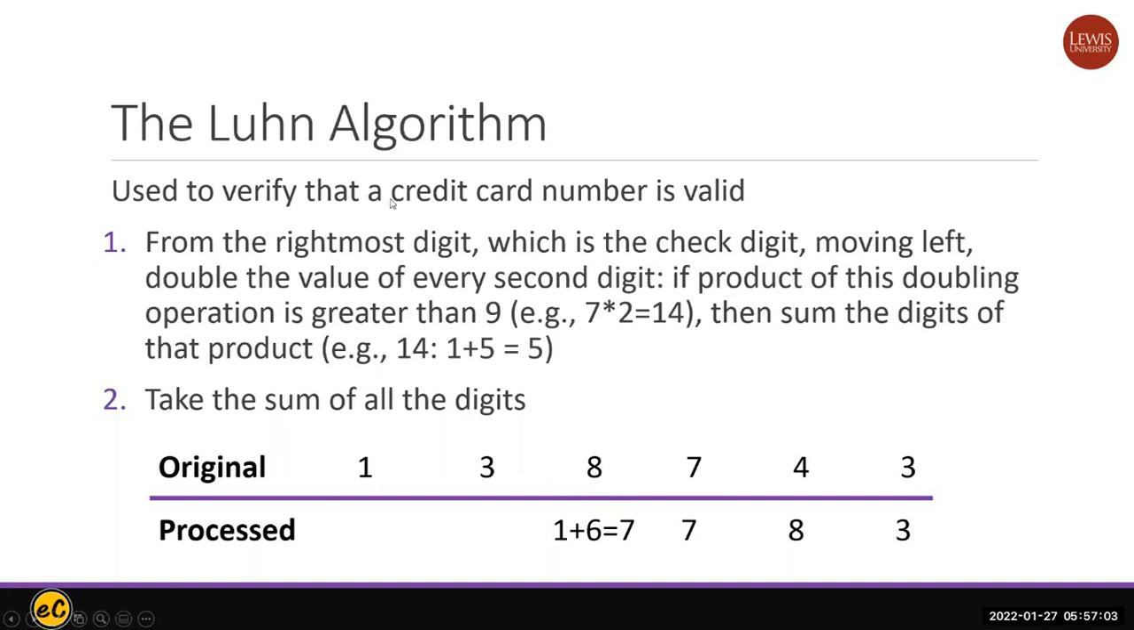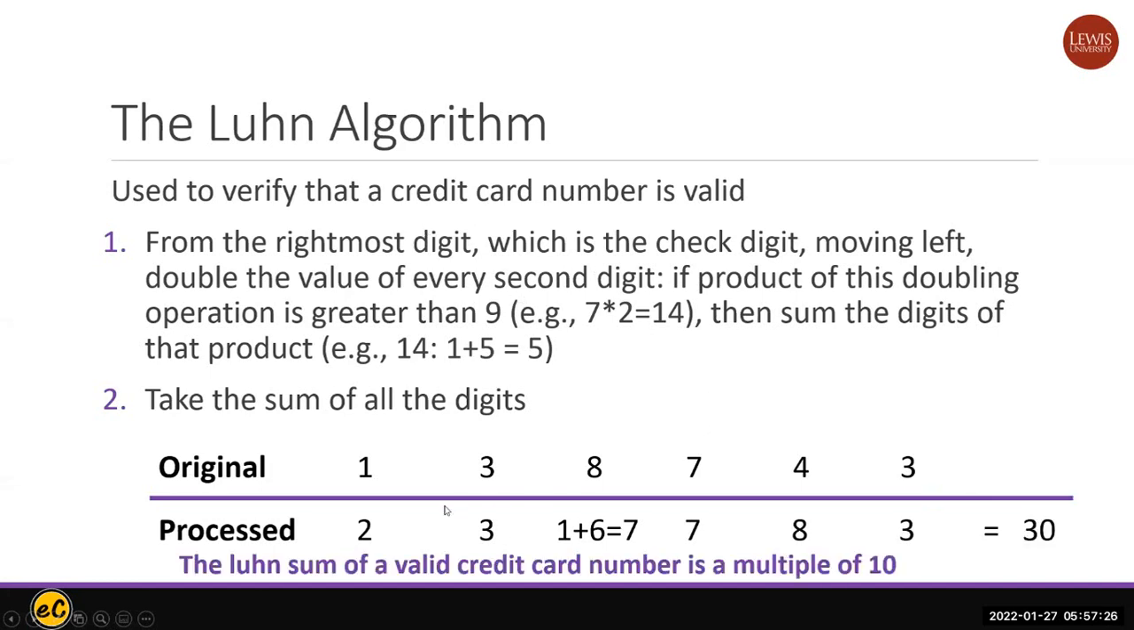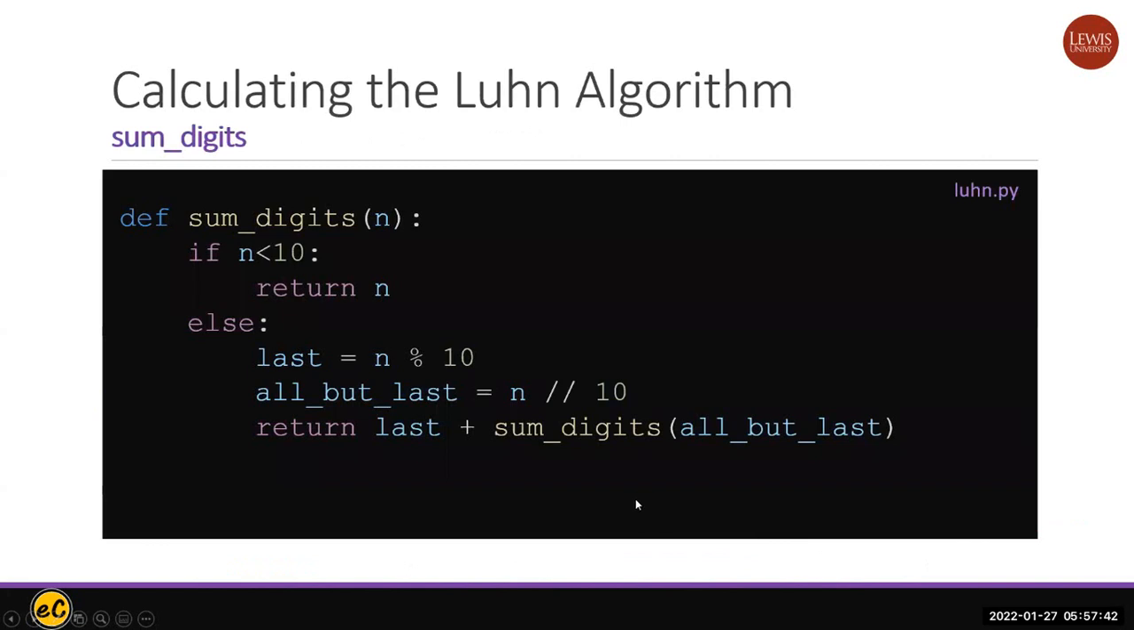So for the Luhn algorithm, you need to call the sum of digit function, and you need to take the recursion one by one until you finish it. And you drop 3, and then you double it. So that's the value you got: 2, 3, 7, 7, 8, 7. That's the first pass. Then the Luhn sum of a valid credit card is a multiple of 10, because you sum this whole thing up. You have 2, 3, 7, 7, 8, 3. You get 10, 20, 30. You got 30, which is a multiple of 10.